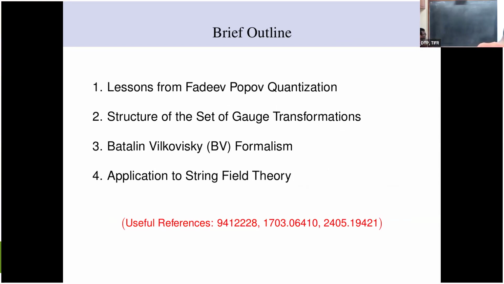To develop this BV formalism, first I will consider the standard gauge theory, Yang-Mills theory, and what lessons we can learn from there. Then I shall consider a generic gauge system and describe what the possible gauge structures are, I mean, what is the structure of the set of all possible gauge transformations. And then we shall describe this BV formalism, and then we shall consider string field theory. Let's see how far we can go.